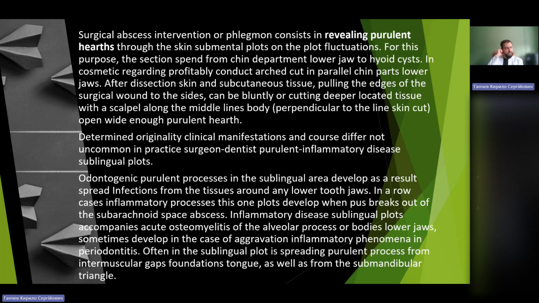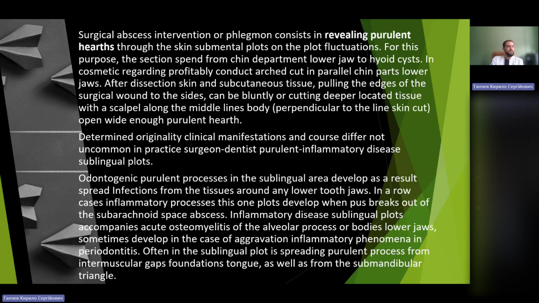So surgical intervention for abscesses or phlegmons consists in revealing purulent sources. As I told you previously, there is a Latin proverb, ubi pus ibi incisio. It means where we have pus, we have to make an incision. So it's very obvious. We have to release that.